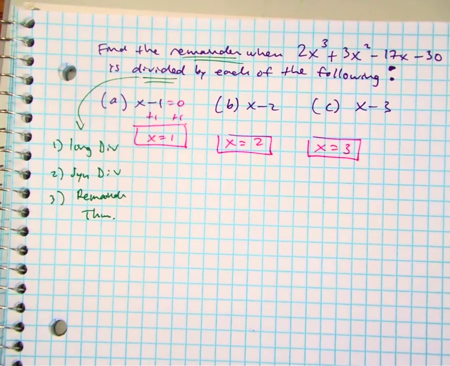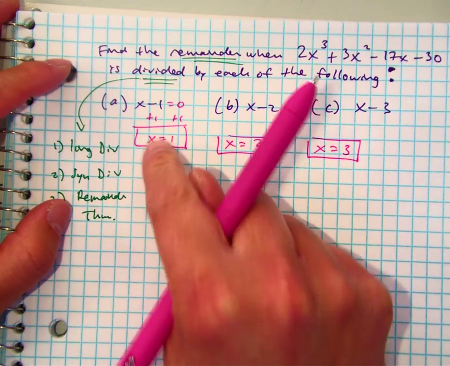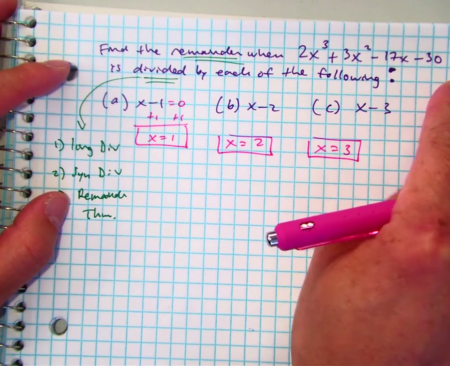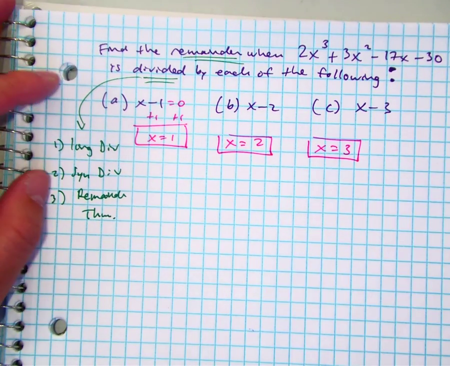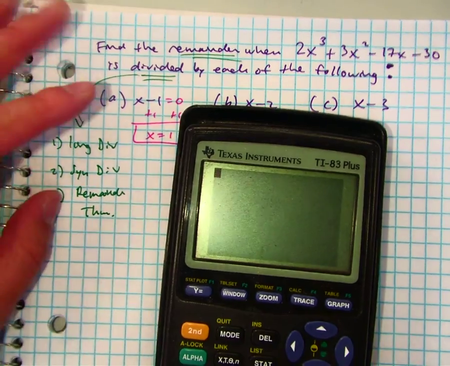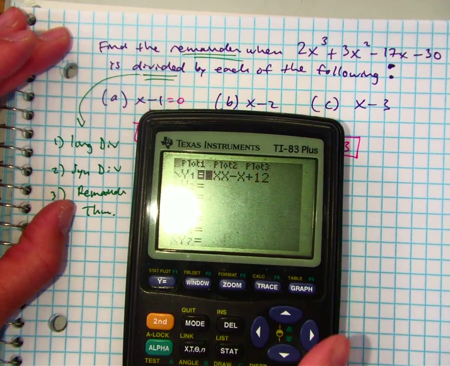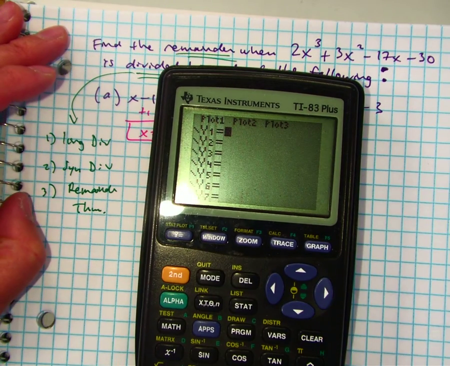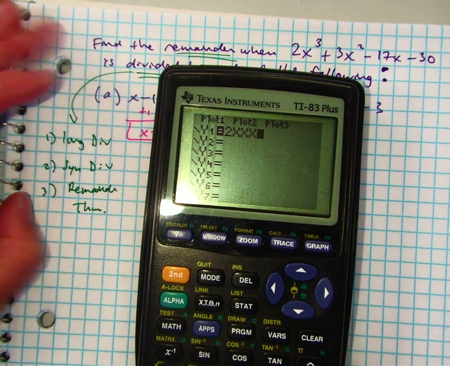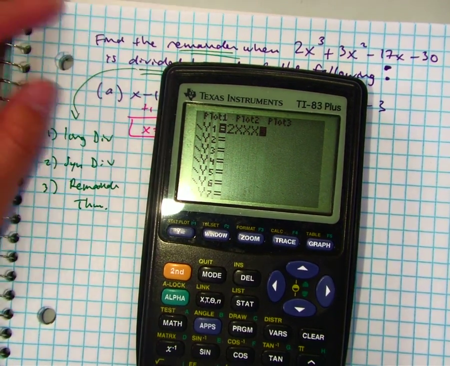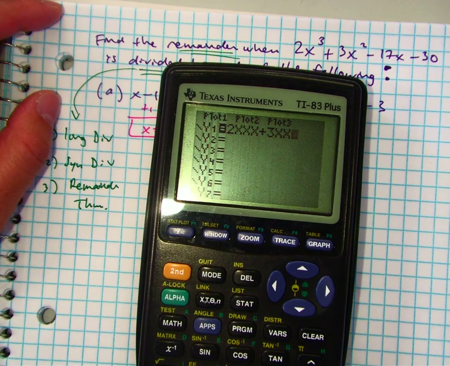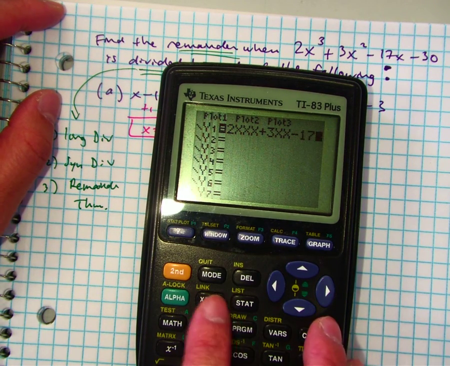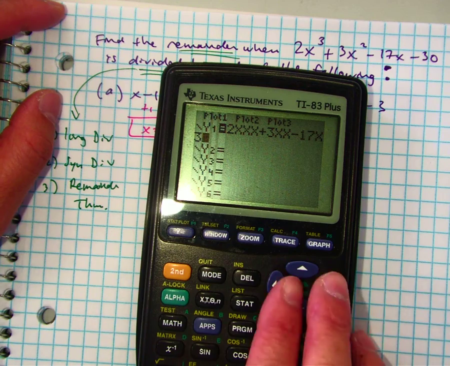And of course, if you were actually showing your work, I do want you to do the substitution into the polynomial and actually show me. But for our purposes, I can just double check my answer with the calculator. I just go to y equals, type in my function there, 2x^3 + 3x^2 - 17x - 30.